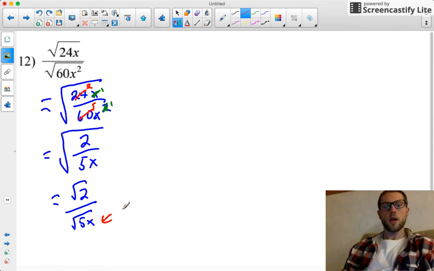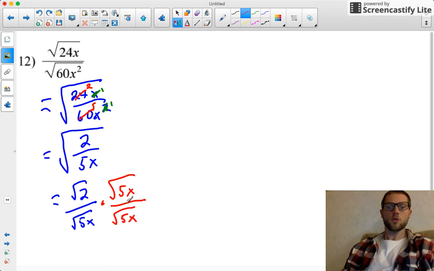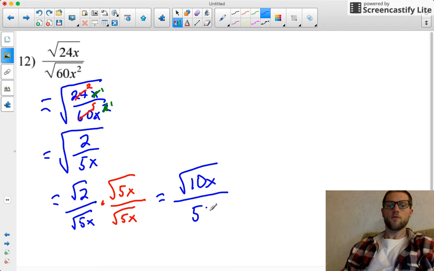So I want to rationalize this denominator, and the way that I'll do that is by multiplying it, top and bottom, by that radical in my denominator. So the square root of 5x over the square root of 5x. Remember, this is legal because whatever this number is, it's equal to 1, since anything divided by itself is equal to 1. So this is going to give us, on the top here, the square root of 10x. That's multiplying the square root of 2 times the square root of 5x, divided by 5x.